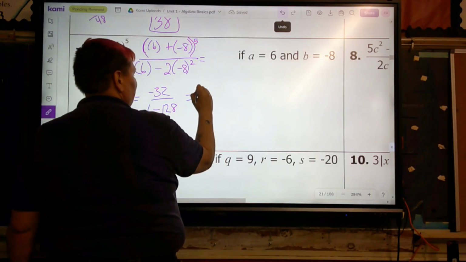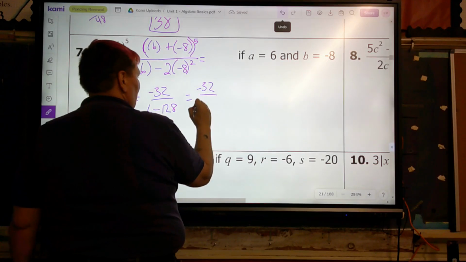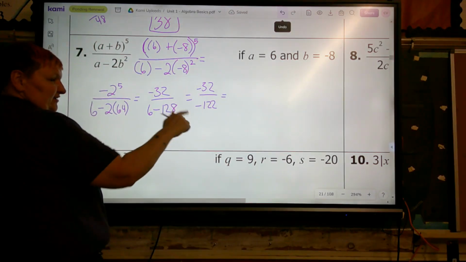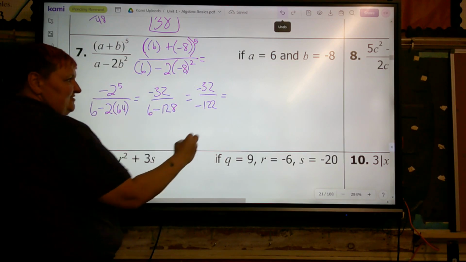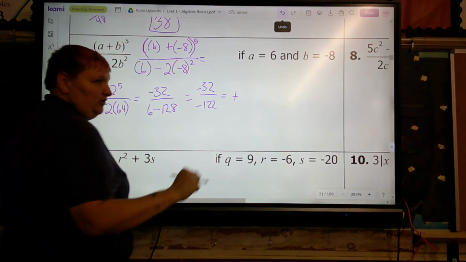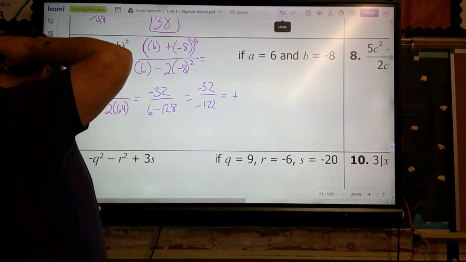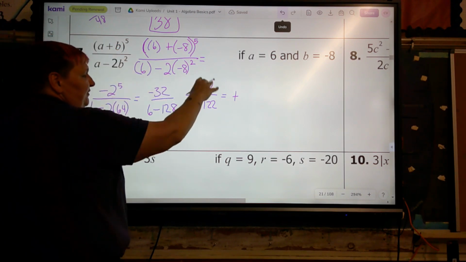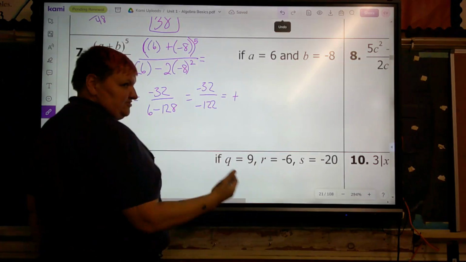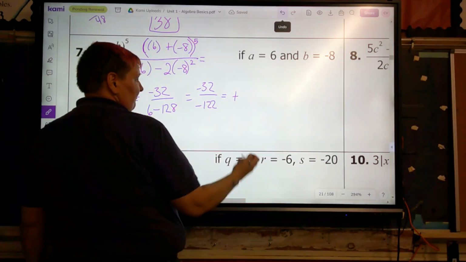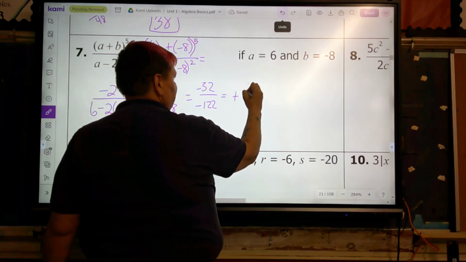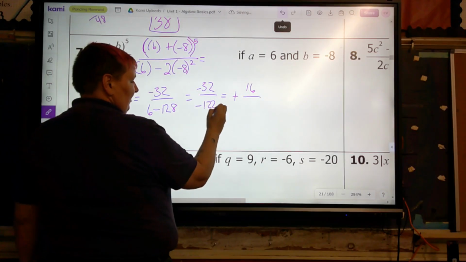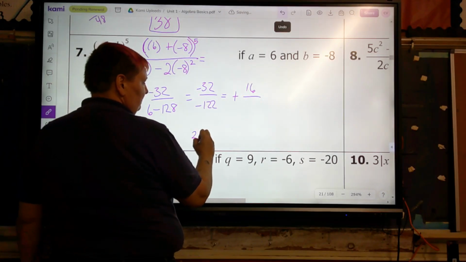So then we have negative 32 over negative 122. They're both negative, an even number of negative signs. That means your answer is going to be positive. So you can ignore the negative signs now. They can both be divided by 2. You know that because they're both even. 32 divided by 2 is 16. 122 divided by 2.